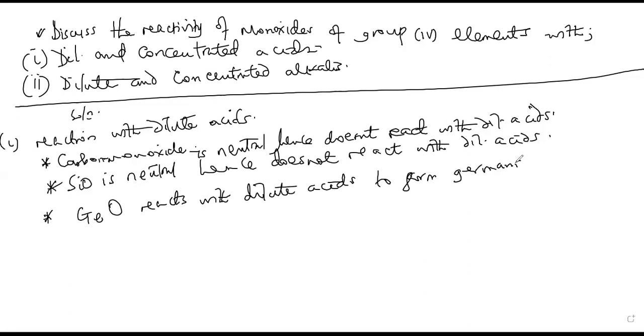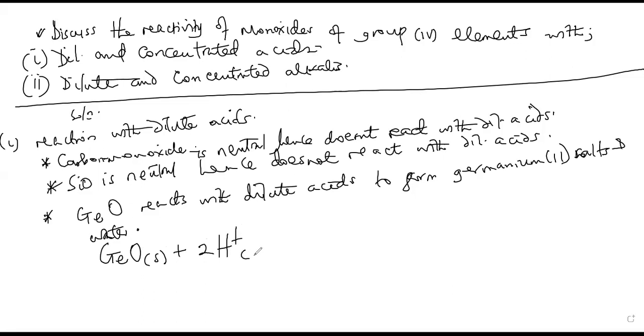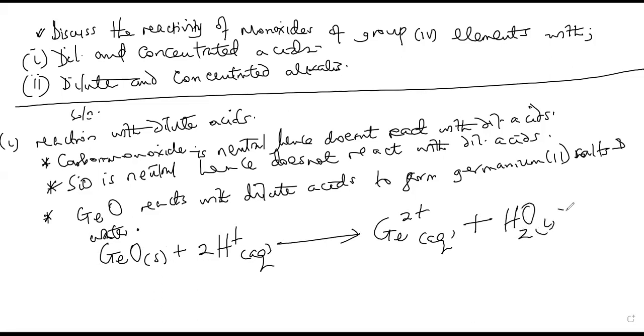To form germanium 2 salts and water. We shall have germanium monoxide solid reacting with a dilute acid, maybe hydrochloric acid or sulfuric acid. We shall form the germanium 2 salt and water. That is how germanium monoxide reacts.